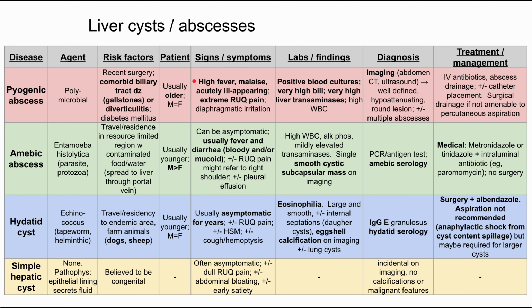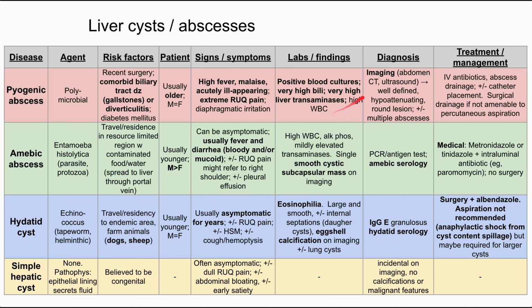The signs and symptoms, as I said, this was the most severe: high fever, malaise, acute, ill appearing. They won't just walk in feeling okay. This usually isn't an incidental finding. They usually have pretty bad right upper quadrant pain and diaphragmatic irritation. Labs, you'll have positive blood cultures. They could be septic, with very high bilirubin, very high liver transaminases, and high white blood cells.